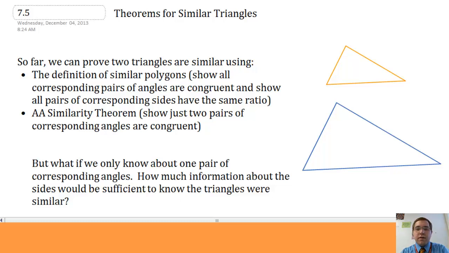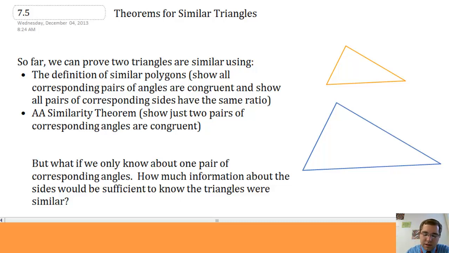This is section 7.5, Theorems for Similar Triangles. So far, we've come up with two ways to prove that two triangles are similar. We could do it by the definition of similar polygons, which means in our two triangles we've got to show that all three pairs of corresponding angles are congruent and all three pairs of corresponding sides have the same ratio.